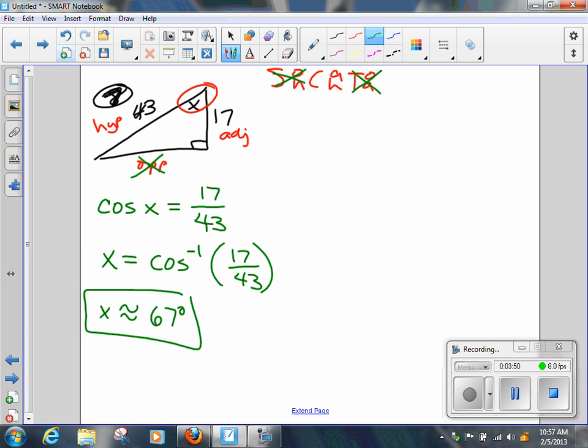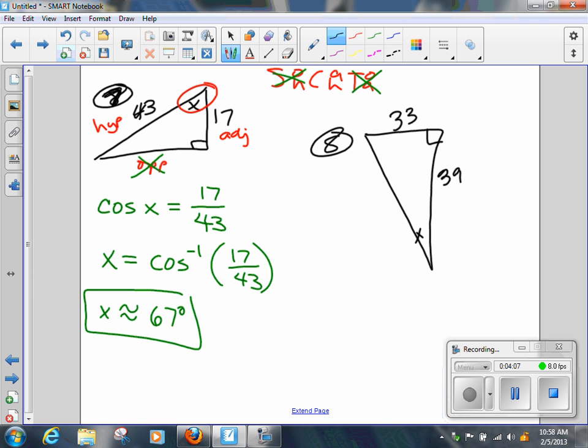Okay, we've not done a tangent. Let me do 8. So 8 is this one. We've got to find this angle down here at the bottom. We're given 33. We're given 39. Again, the process is the same. Circle the angle, label the triangle. And notice I label them in the same order every single time.